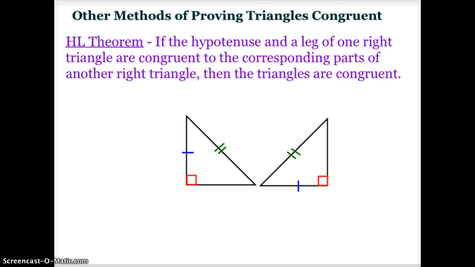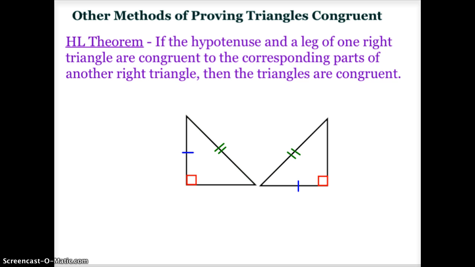The next theorem is the hypotenuse leg theorem. As soon as you hear the word hypotenuse, you should know that that means that you have a right triangle. So in this theorem, if the hypotenuse and a leg of one right triangle are congruent to the corresponding parts of another right triangle, then the triangles are congruent.